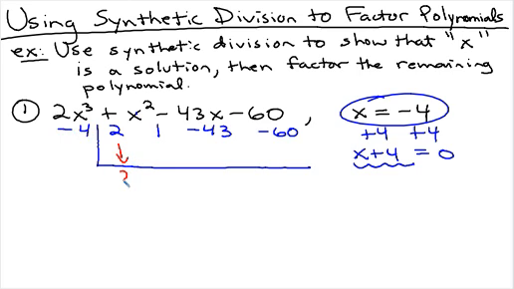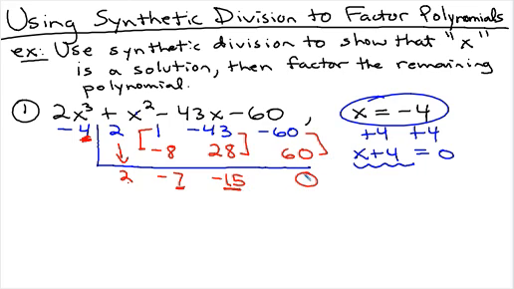Bring down my 2. Negative 4 times 2 is negative 8. Then I combine 1 and negative 8. That makes negative 7. Negative 4 times negative 7 is positive 28. Combine these two, and I have negative 15. Negative 4 times negative 15 is positive 60. When I combine these two, I get a 0. And that means that we have shown that x is a solution. When I divide by this thing, if I get a 0 here, I have shown that it's a solution.